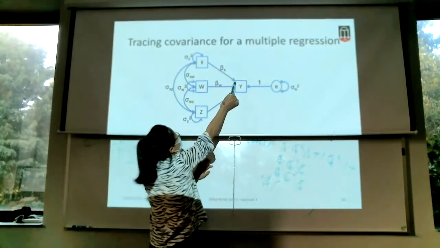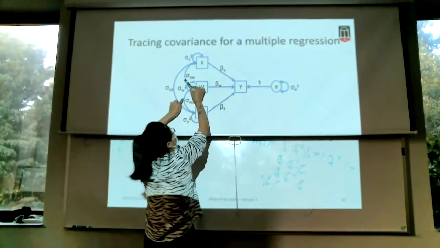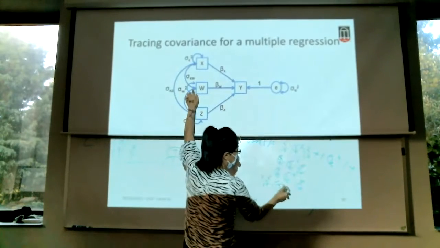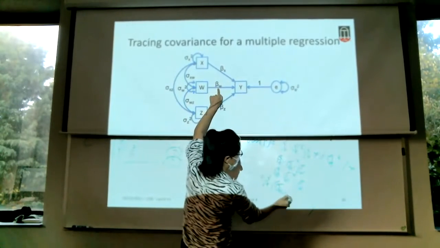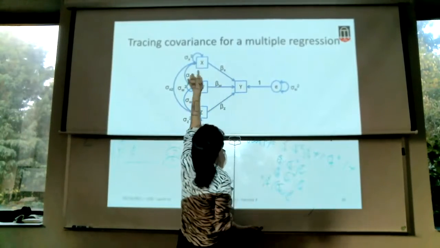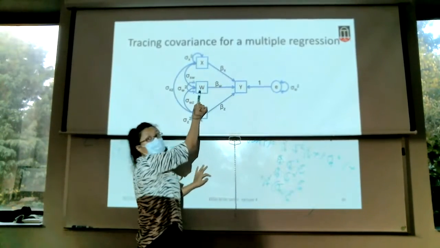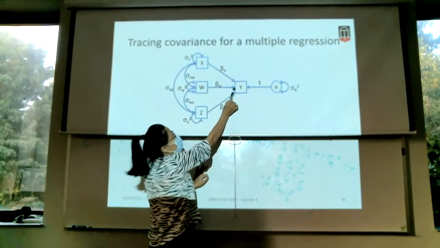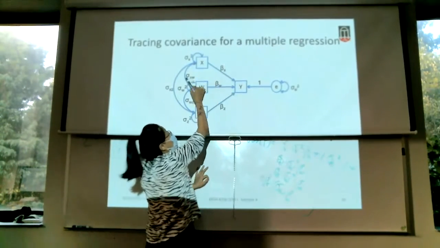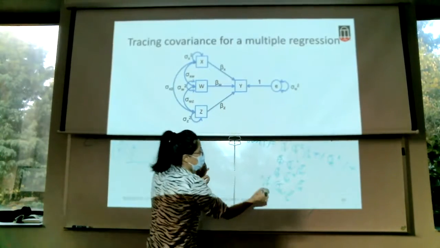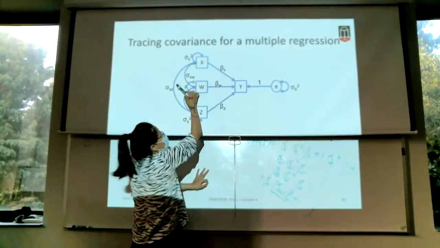So you can use this path. In this case, we have to multiply by the covariance between X and W, and then times beta W. This is one path: beta X times covariance between X and W times beta W. This is one component.